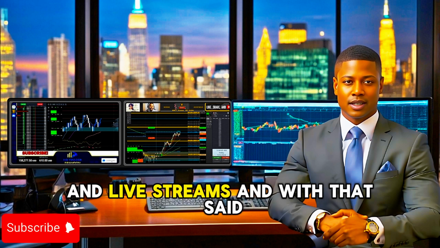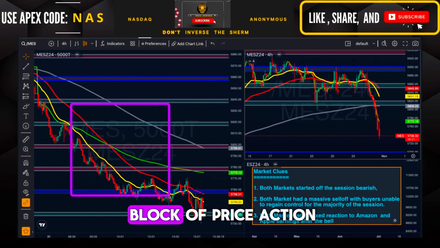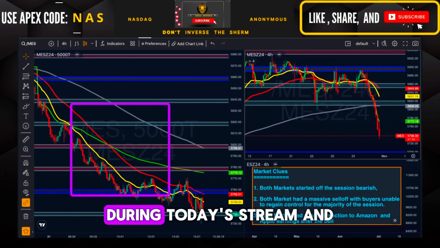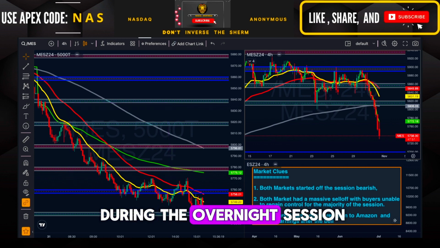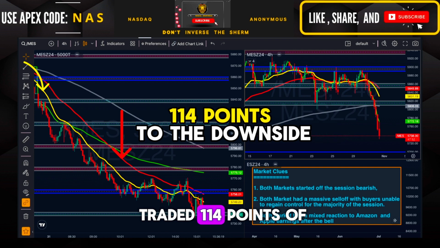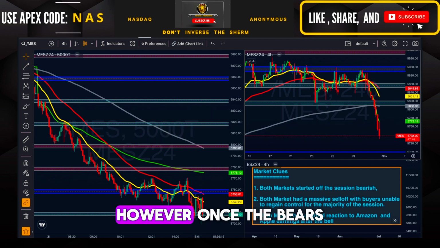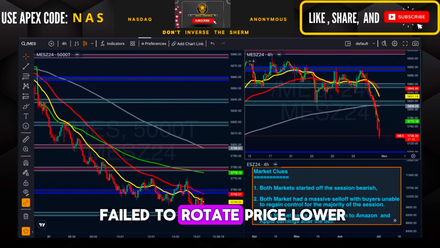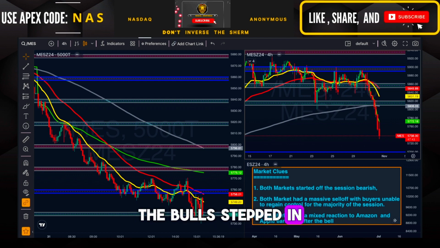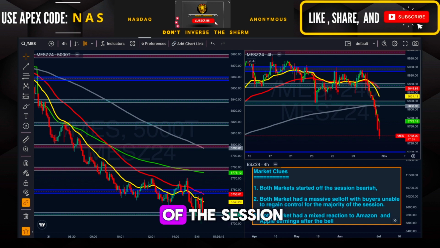And with that said, let's jump into an ES chart. This is an ES chart, and this is the block of price action that we traded during today's stream. And during the overnight session, the E-mini S&P opened slightly bearish and traded 114 points to the downside into a previous area of support. However, once the bears failed to rotate price lower, the bulls stepped in and price rallied 11 points to the upside going into the close of the session.